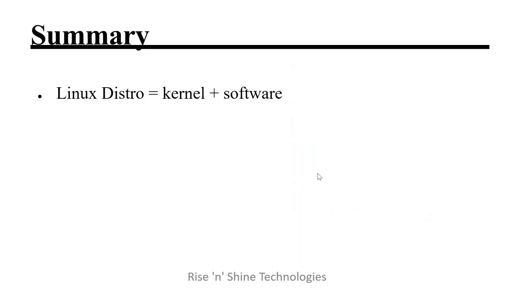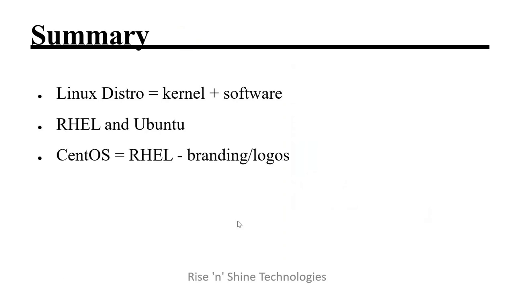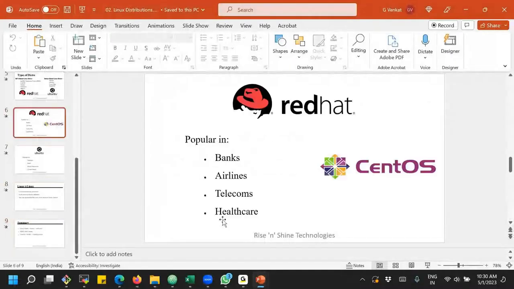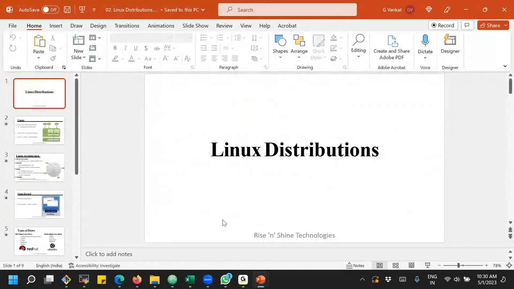Finally, a Linux distribution is a combination of kernel with packages. Or in our mobile terminology, what we can say is Android with its own Play Store, or Apple with its own App Store. So it is kind of a distribution. And the main distributions are RHEL and Ubuntu, and CentOS, with its own branding logos and all that. This is what we should know before working with Linux.